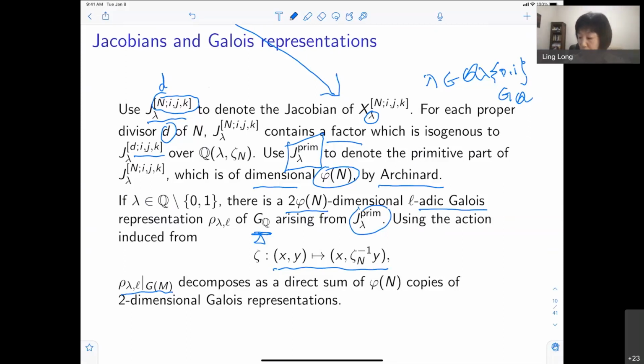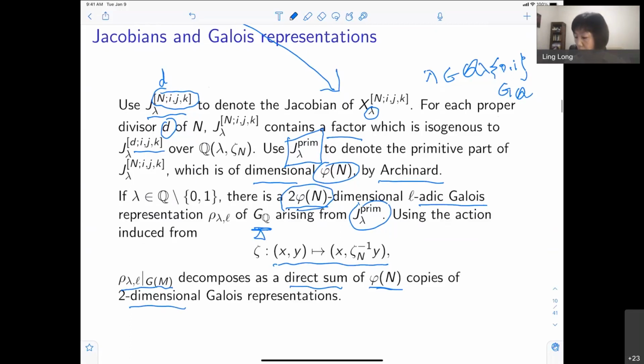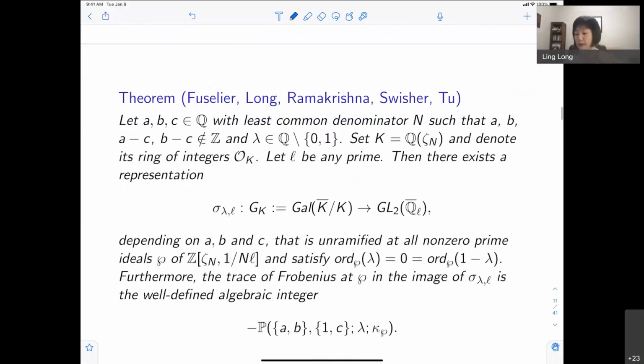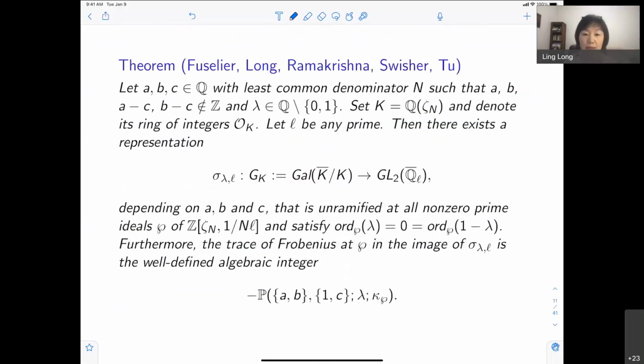So the big Galois representation a priori is this dimensional, divided into pieces. And it's going to be a direct sum of this many copies of 2-dimensional Galois representations. So this is more or less the outline for how we attain the result, joined with a very explicit description of what happens for the generalized Legendre curve.